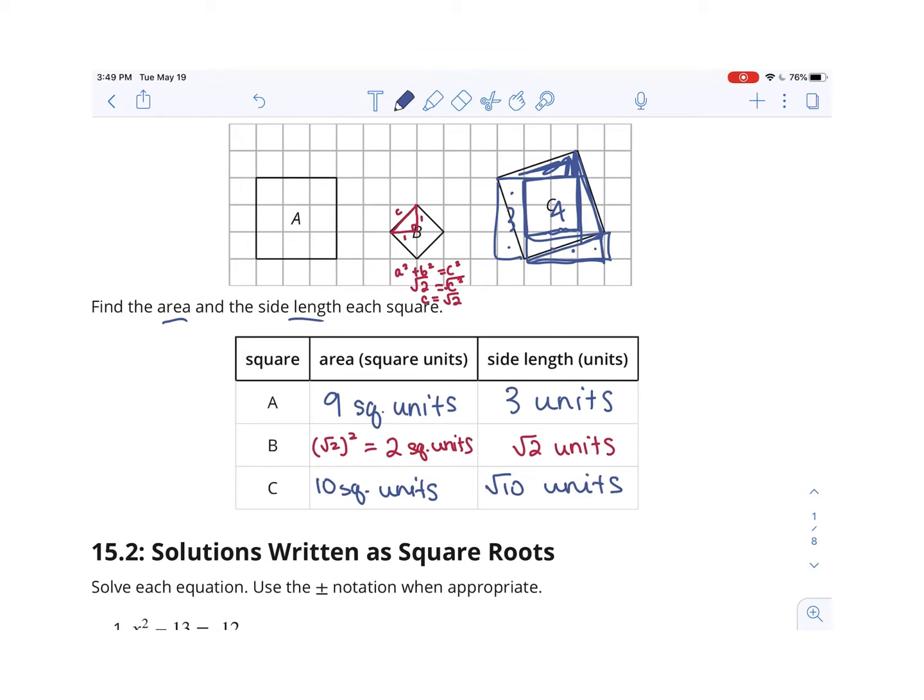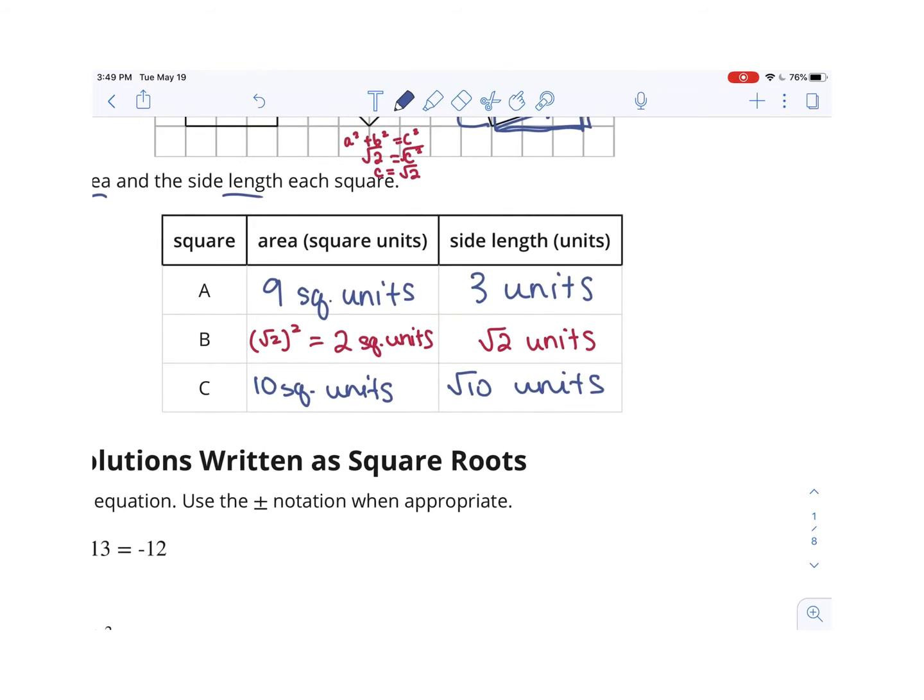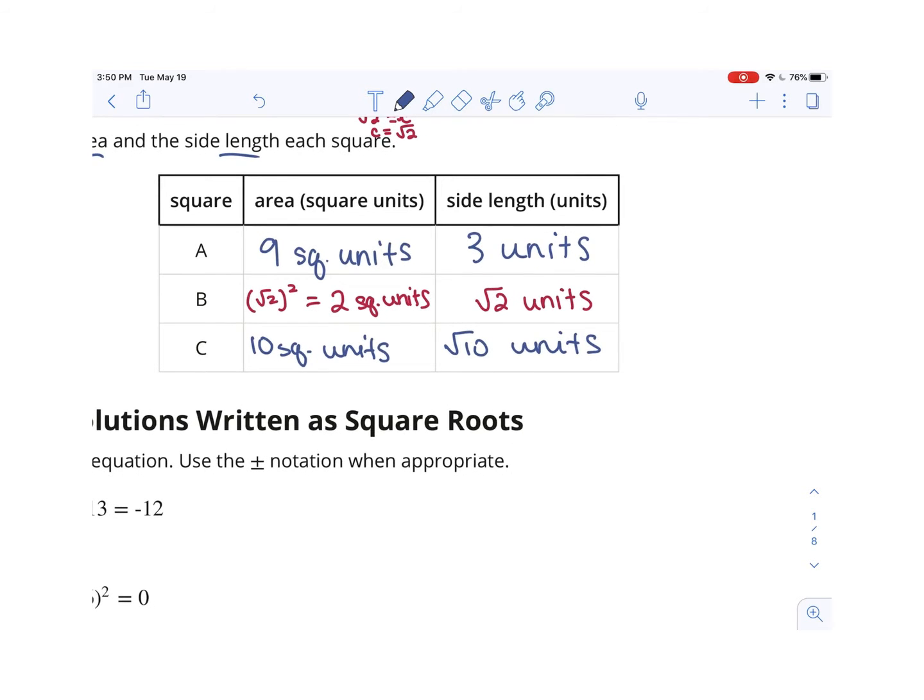Now notice that I left the side lengths for B and C in radical form. So I didn't approximate them, I gave an exact value. And using the square root notation, the square root of 2 or the square root of 10 is referring to the positive square root of that number, because that symbol generally in math refers to just the positive one, which makes sense in this situation because we're talking about side lengths and we need those to be positive values.